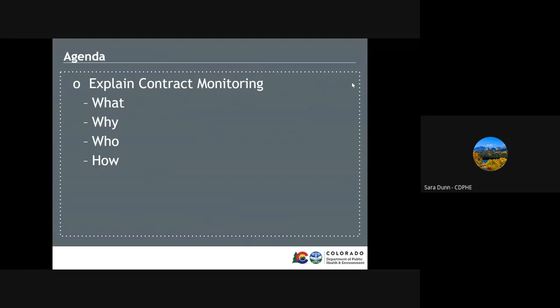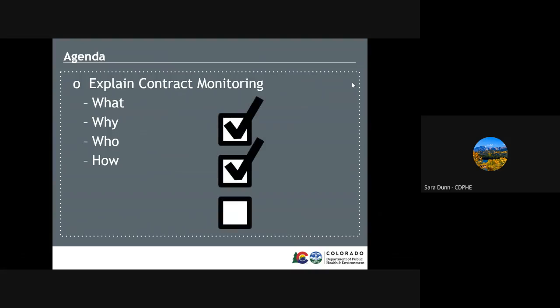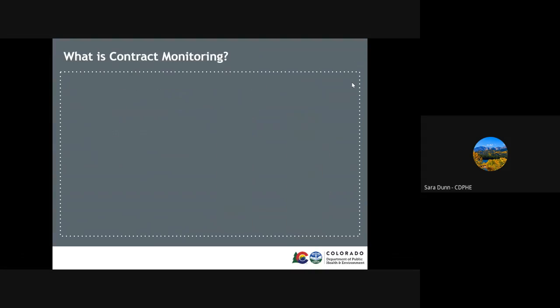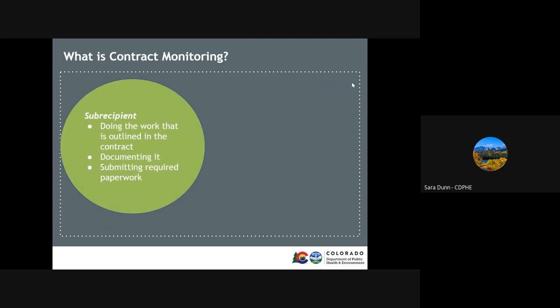In this video, we will explain the COVID contract monitoring process by going over what, why, who, and how it's completed. Contract monitoring is a part of a process that occurs when a subrecipient, or the entity that receives funding from CDPHE, has a contract saying that they will complete certain tasks. There are a few groups involved in this process. The subrecipient is responsible for completing what is listed in their contract, documenting and submitting the relevant proof.